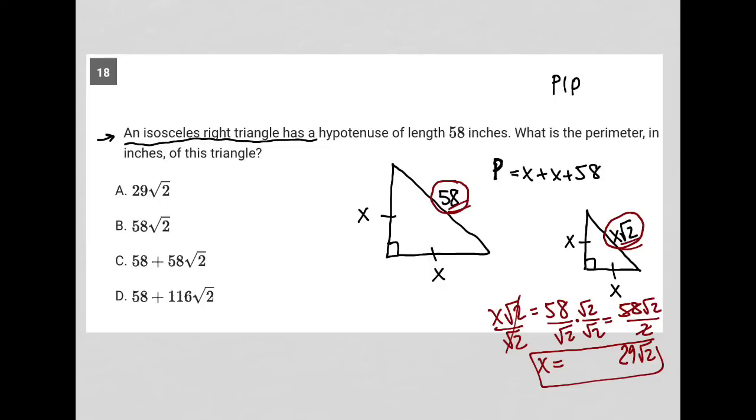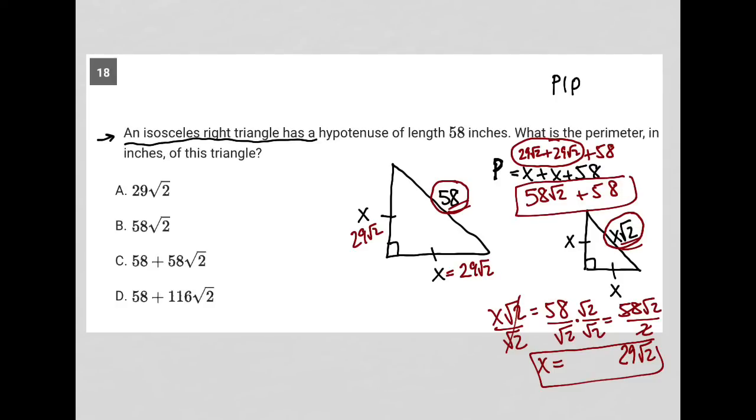So back to the triangle that I drew for the question, that means that these two sides are equal to 29 root 2. So the perimeter, again, is just going to be 29 root 2 plus 29 root 2 plus 58. 29 root 2 plus 29 root 2 is 58 root 2. And then plus 58. So there's my answer for the perimeter. And therefore, choice C must be correct.